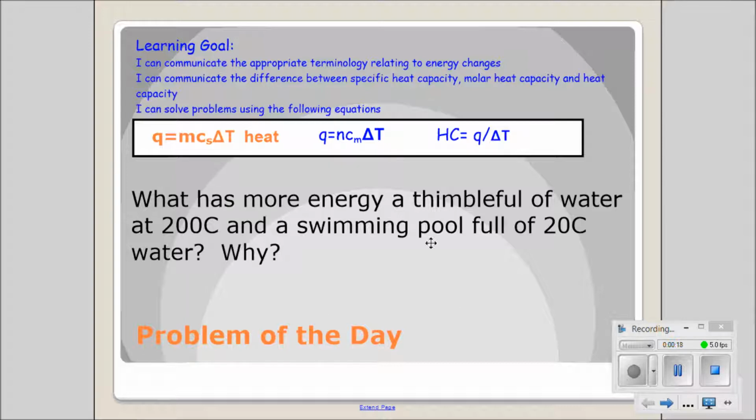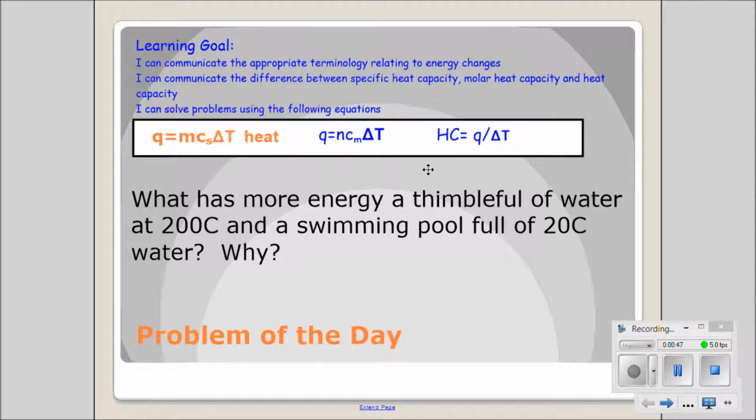So our learning goal for this lesson, and the next couple of lessons, is this. You can communicate the appropriate terminology relating to energy changes. I can communicate the difference between specific heat capacity, molar heat capacity, and heat capacity. And I can solve problems using the following equations: Q equals mc delta T, Q equals nCm delta T, and heat capacity equals Q divided by delta T.